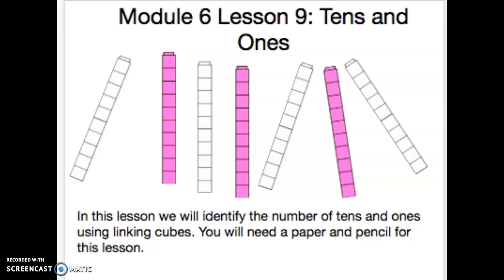Module 6, Lesson 9, Tens and Ones. In this lesson, we will identify the number of tens and ones using Lincoln cubes. You will need paper and a pencil for this lesson.